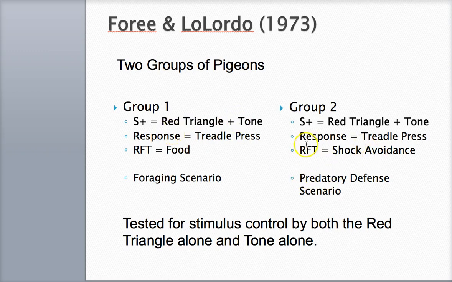Group 2, the reinforcer is shock avoidance. So this is a predatory defense scenario or avoidance scenario. They're avoiding shock. So the red triangle and the tone come on, signaling that shock is coming. They press the treadle and the shock is avoided. And they're trained until they have good control by the S+, so that they're responding reliably in both cases. They're then tested for stimulus control by the components of the compound stimulus, so by both the red triangle alone and control by the tone alone.